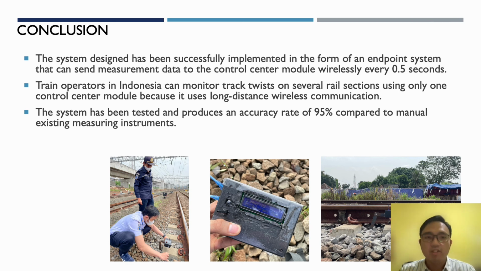Train operators in Indonesia can monitor track twists on several rail sections using only one control center module because it uses long-distance wireless communication, the LoRa protocol. And then the system has been tested and produces an accuracy rate of 95% compared to the manual existing measurement instrument.